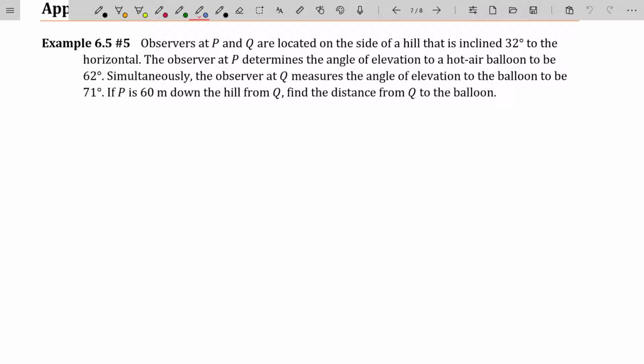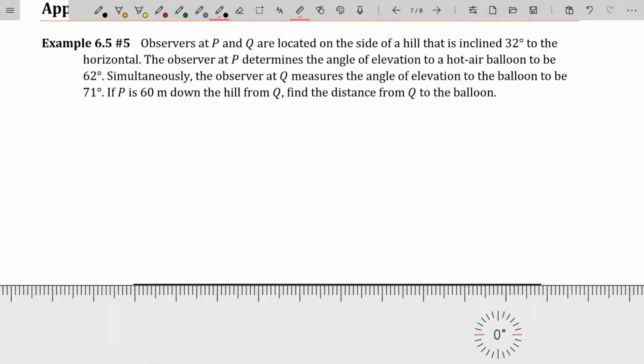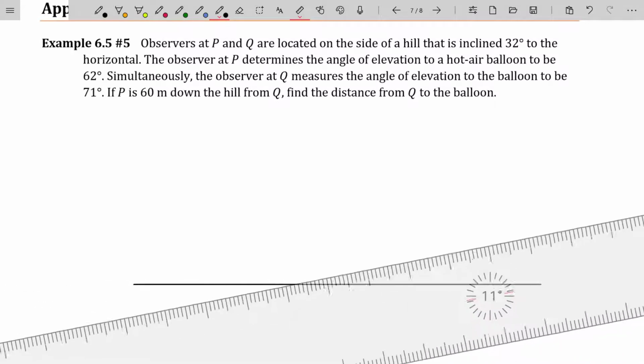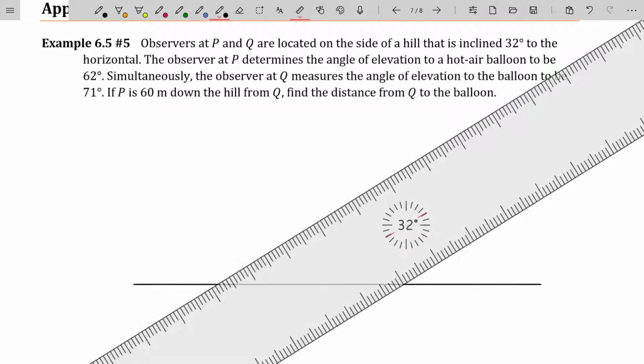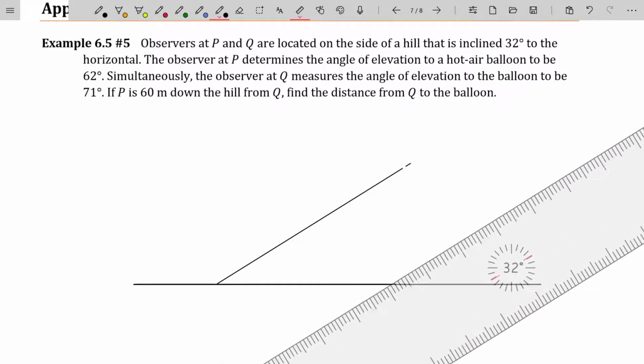This is a very, very complex sounding problem, but we've read it. Now we just need to really truly draw a picture so we can actually understand what's going on. So I've drawn my horizontal, and we have a hill that's inclined at 32 degrees. So let's go ahead and just put in a hill at 32 degrees here. There's our 32 degree hill. All right, to there. Great.